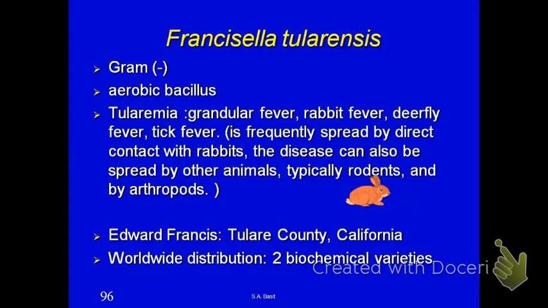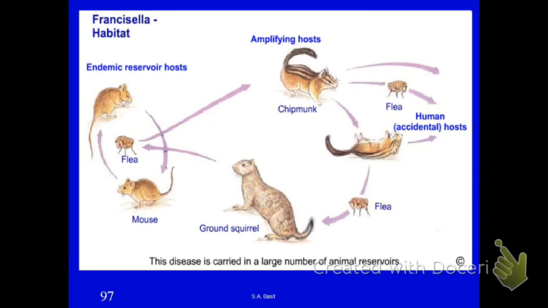Why call it Francisella? Because this was discovered by Edward Francis in Tulare County, a county in California. There are 2 biochemical varieties which I did mention, type A and type B, sometimes known as Jellison A or Jellison B. As shown here are the different reservoirs of Francisella. Aside from rabbits, mouse, fleas, chipmunk, and squirrel could be reservoirs of Francisella, though humans are merely considered an accidental host.